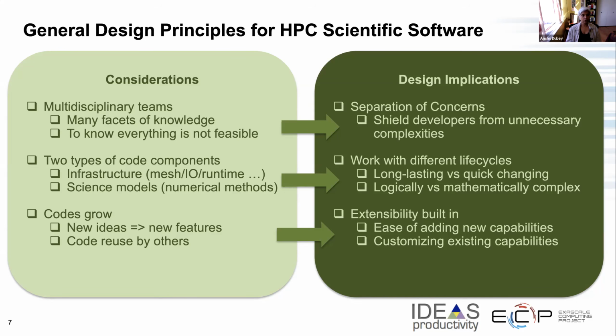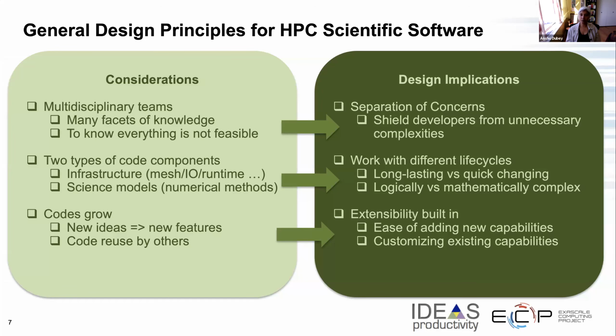The second consideration is that there are 2 types of components in almost any code, whether it is explicitly stated or implicit in the code. This is almost always true. There is code that pertains to the infrastructure, which would include things like the discretization, the mesh, the IO, the runtime, etc. And then there are the code components that implement the science model, which are the actual equations that we are trying to solve. So that's where the numerical methods are.